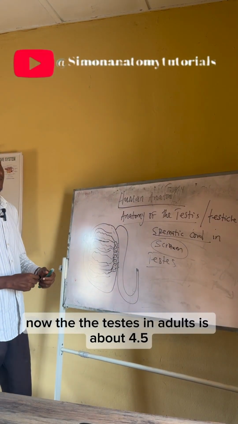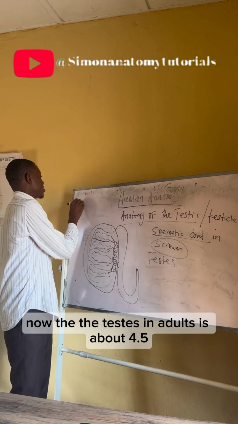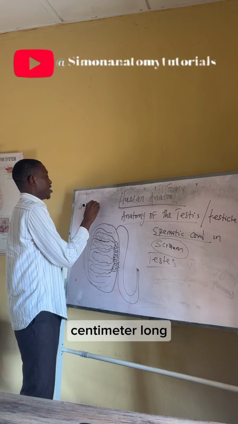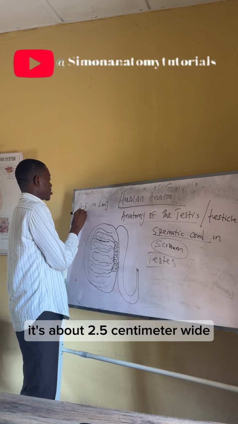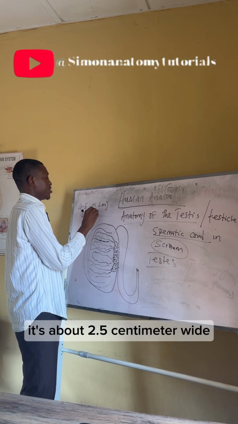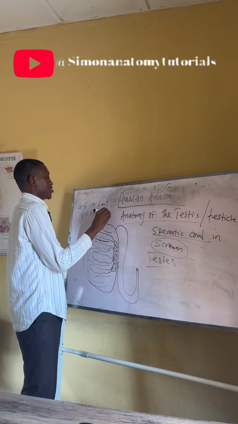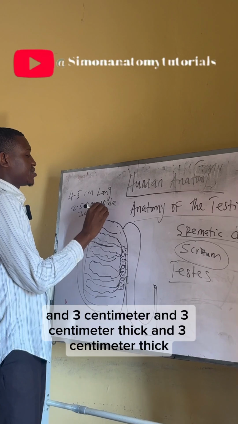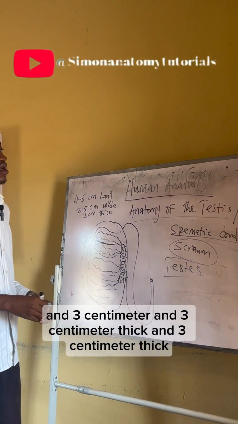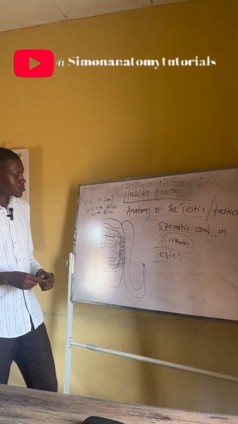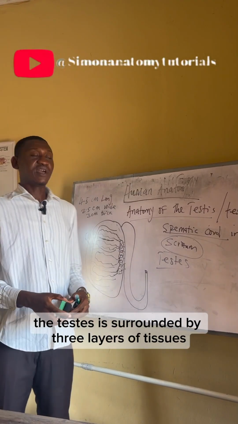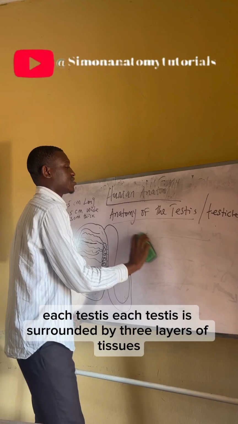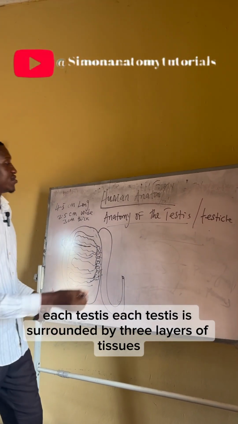Now the testis in adults is about 4.5 centimeters long. It's about 2.5 centimeters wide and 3 centimeters thick. The testis is surrounded by 3 layers of tissues. Each testis is surrounded by 3 layers of tissues.